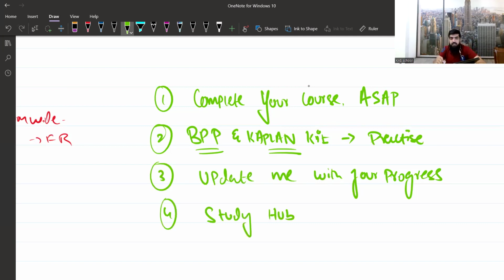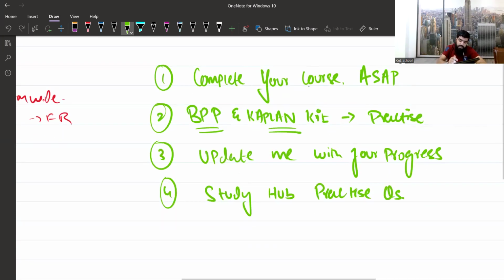Don't forget that Study Hub. Study Hub is one of the wonderful resources being provided by ACCA. You need to practice the Study Hub practice questions. Although you're not supposed to read the theory, you must go for the practice questions that are available on your Study Hub.